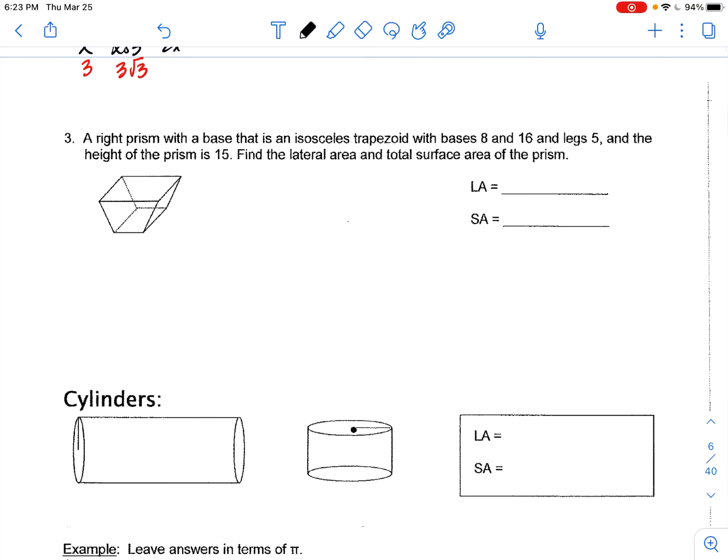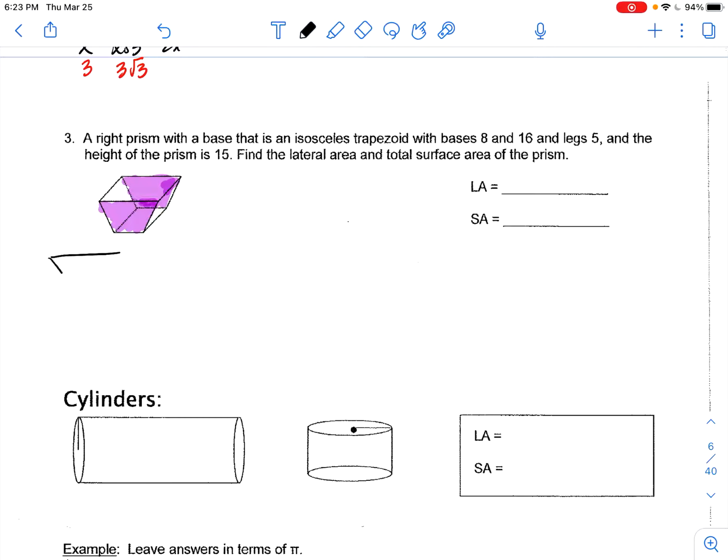All right, our third example. It says we have a right prism with a base that is an isosceles trapezoid. Okay, so we can see our base here. This is our isosceles trapezoid. We have one in the front and one in the back. All right, the bases are 8 and 16.